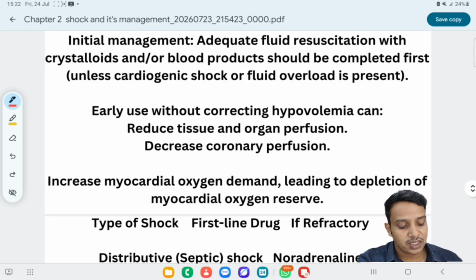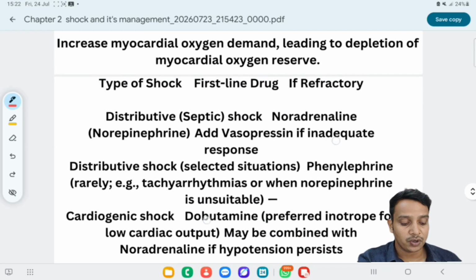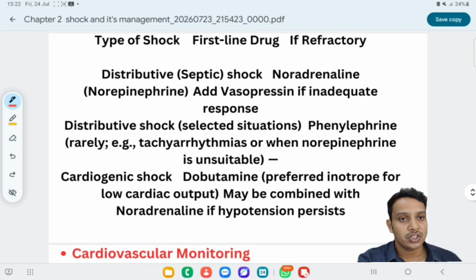So what are the various types of inotropic supports? In distributive or septic shock, norepinephrine or noradrenaline is the initial agent of choice. Once your patient is not maintaining vitals after starting noradrenaline, then you can start vasopressin if the response is not adequate. In selected situations of distributive shock, for example phenylephrine, rarely, if the patient is having tachyarrhythmias when you have started epinephrine or norepinephrine, then you can start the phenylephrine.